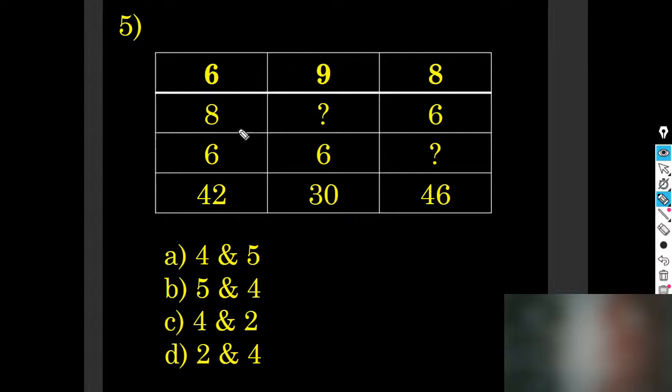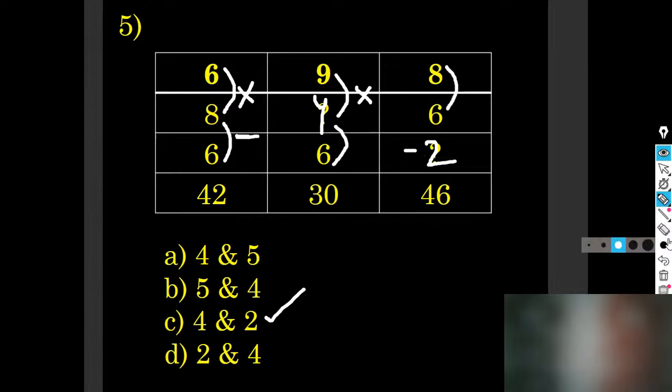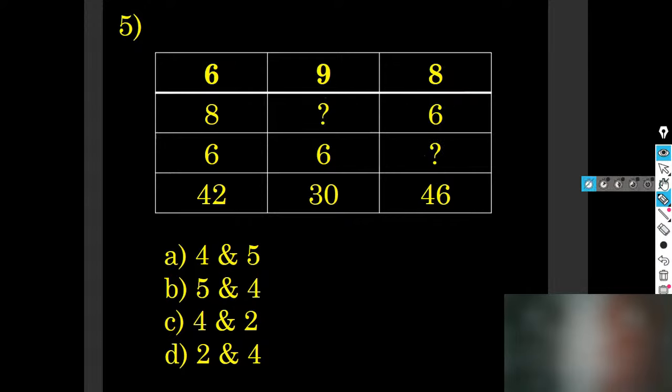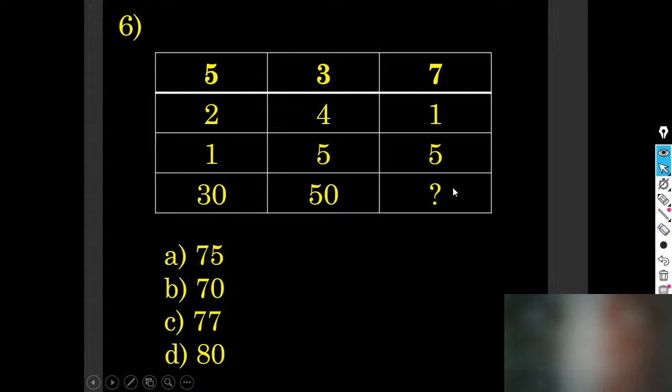The logic here is just multiply first and second, and subtract the third one from that product. Multiply 9 into 4 gives us 36. 36 minus 6 gives us 30. 8 into 6, 48. 48 minus 2 gives us 46. So the answer for this one is 4 and 2. Okay, next one.